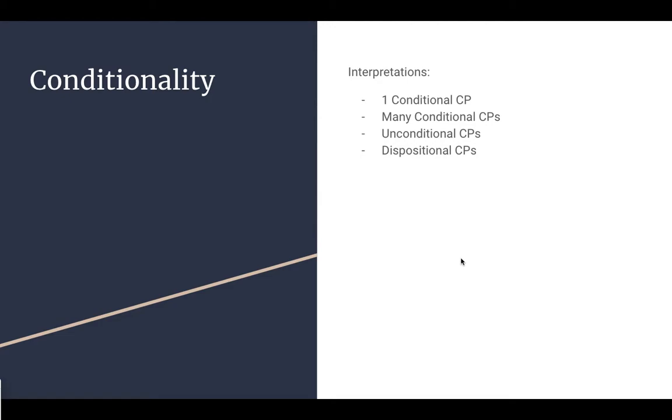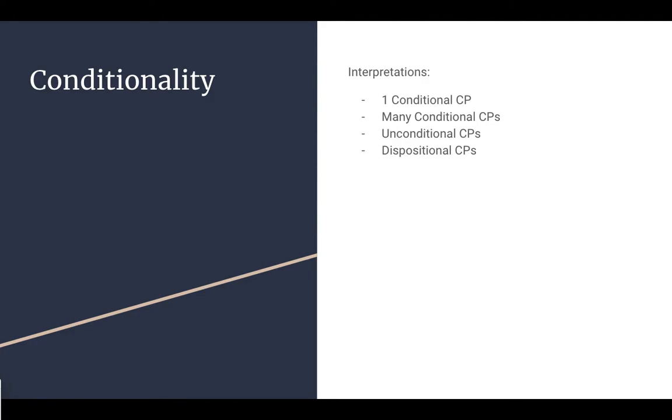So there are a lot of theory arguments about conditionality, and here are some of the common interpretations. For an affirmative team, they might say you should only be able to run one conditional counterplan. So they can only run one counterplan, and they get the ability to kick it whenever they want. The negative team might argue we get many conditional counterplans. So maybe a team decides they want to read 10 different conditional counterplans, and then decide to pick the one that the 2AC drops in the 2AC. And then they go with that in the negative block.